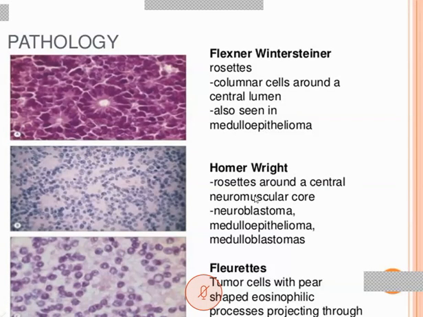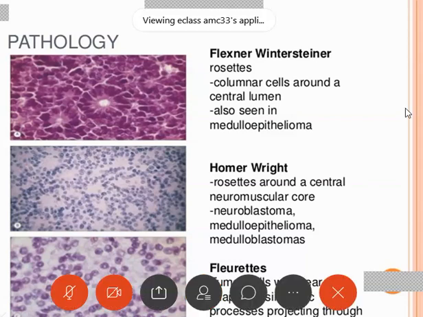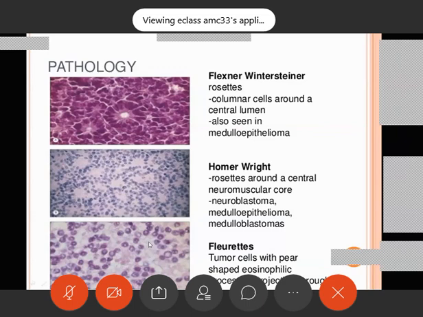Then Homer Wright rosettes: the cells are arranged surrounding a central neurofibrillary core, and surrounding that we see the tumor cells. Then the fleurettes: tumor cells with pear-shaped eosinophilic processes. That is a fleurette.